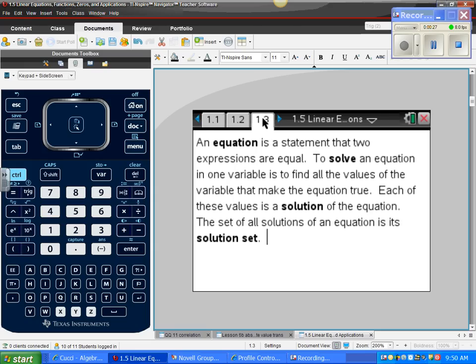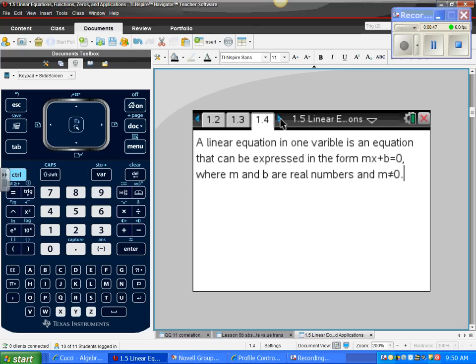Okay, so an equation is a statement that two expressions are equal. To solve an equation in one variable is to find all the values of that variable that make the equation true. Each of these values is the solution of the equation. The set of all solutions of an equation is called its solution set. A linear equation in one variable is an equation that can be expressed in the form mx plus b equals 0, where m and b are real numbers and m cannot equal 0.